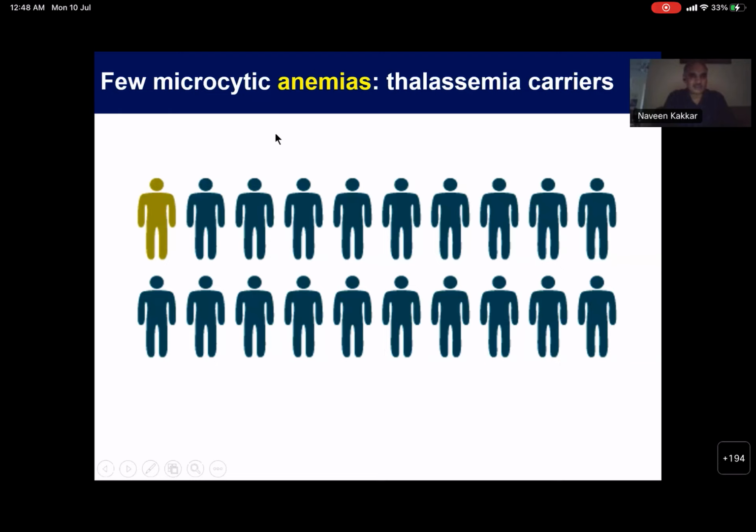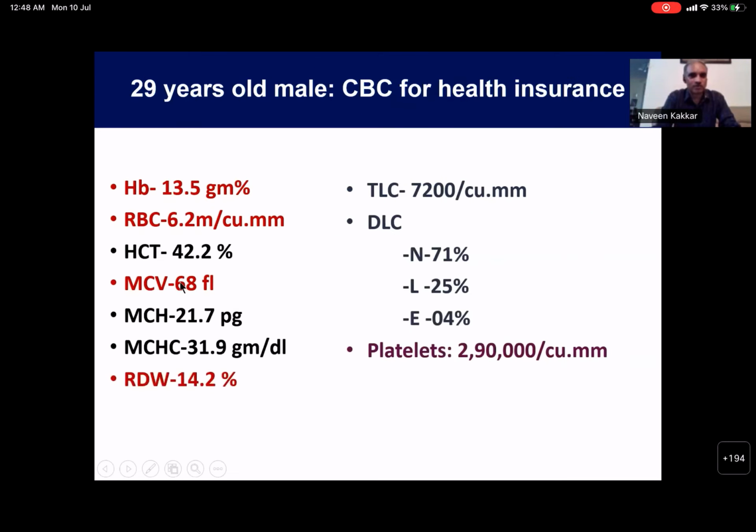And remember, I said in the last slide, few microcytic anemias, and that's one misconception we must remove. And I did that with that case because that patient was not anemic. No anemia, really. He had hemoglobin of 13.5. So no anemia, but microcytic hypochromic with a normal RDW.